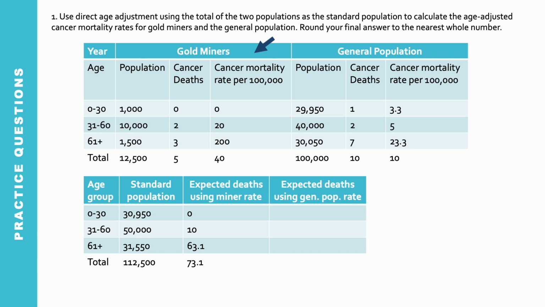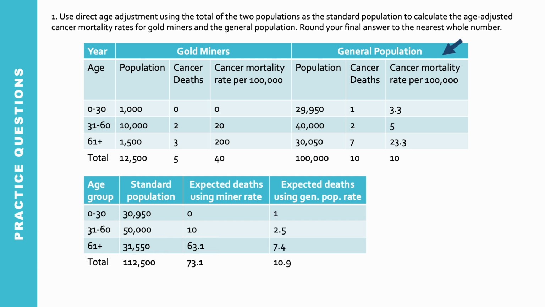Next, we use the cancer mortality rate from the gold miners and multiply the rate for each age group by our standard population we just created. For the 31 to 60-year-olds, we multiply 20 by 50,000, then divide by 100,000 to get 10. For the 61 and over age group, we multiply 200 by 31,550, then divide by 100,000 to get 63.1.